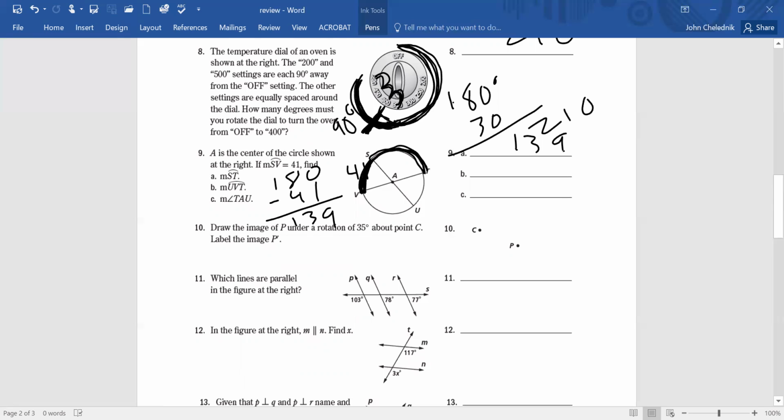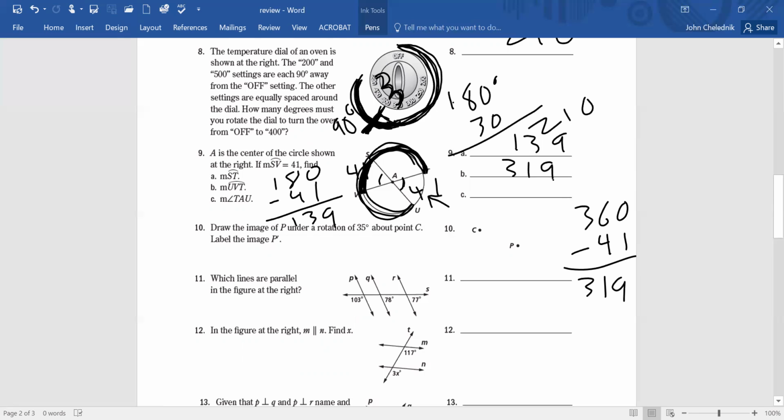Just hold on. Okay, part B, it says find the measure of arc UVT. Arc UVT is all of the circle except for this little slice right here. That little slice is 41 degrees because these are vertical angles. They're equal. So we're talking about an entire circle less that 41 degrees. That comes to 319 degrees. Okay. Next, it says find the measure of angle TAU. Oh, I just told you what that was. It's 41. This is crossed out on your notes, so we can skip that.